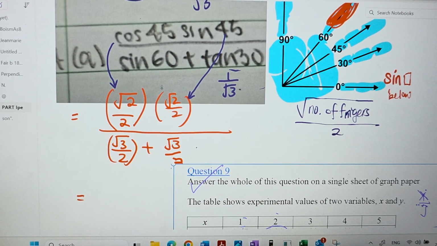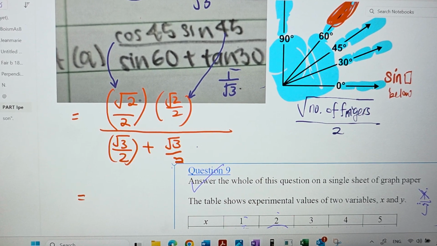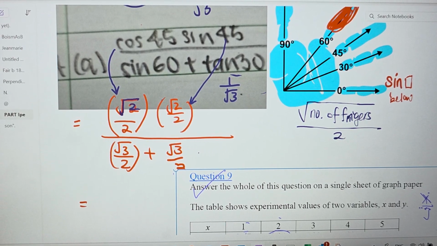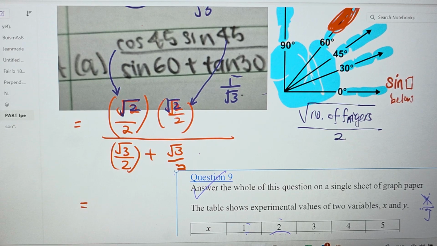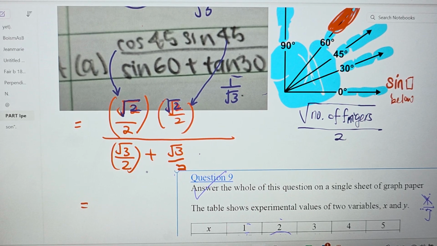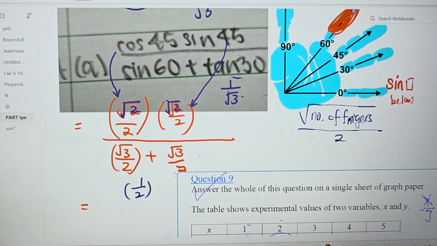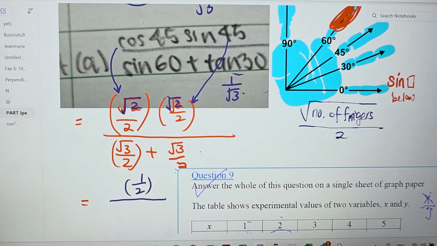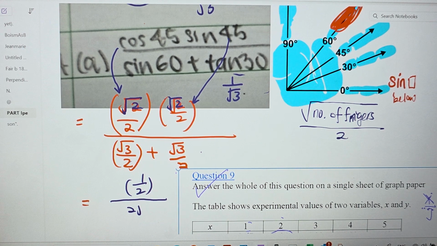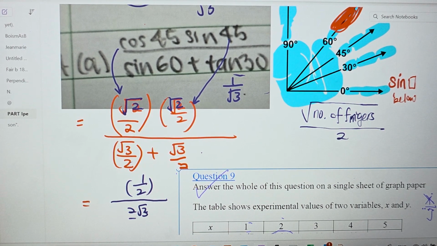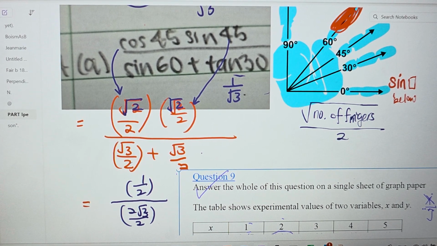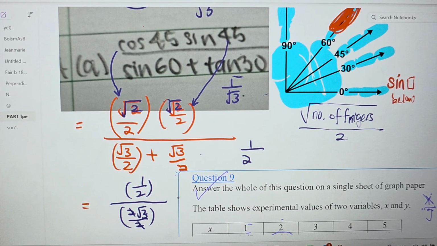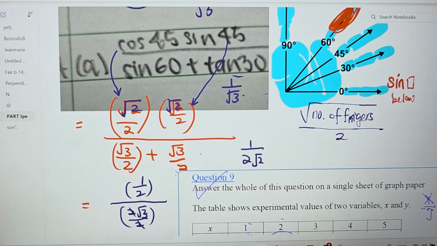Okay, now to simplify this, very simple. You take this surd times surd, you will get 2. 2 divided by 2, you get 1. So at the numerator, you just get half. For this, same denominator already, so it's 2 square root 2, square root 3, sorry, over 2. The 2 and the 2 can cancel. Then half, you go and divide by square root 3, it's just 1 over 2 square root 3.